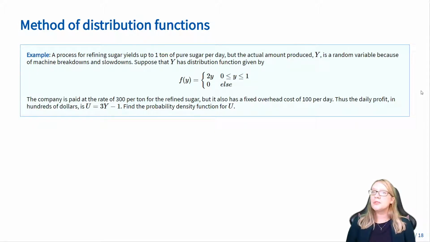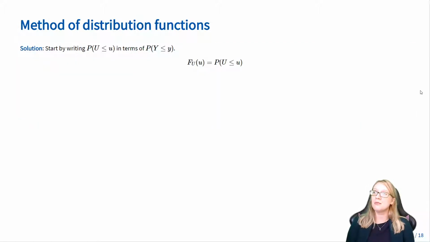So in terms of the daily profit, we'll define a new random variable u like this. u is 3 times the amount that is produced, so 3 times y, minus the fixed overhead of 1. So u is essentially in hundreds of dollars. Let's find the probability density function now for u. This is a great example of a transformation that we might be interested in.